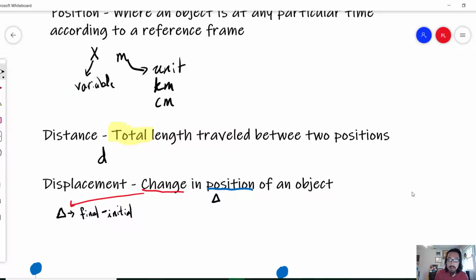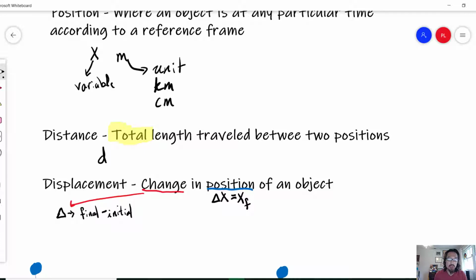Delta, if you remember, the variable for position is x. So that will be the change in position. And the equation would be, remember, delta is a final minus initial. So we have x, and look at this, this is what we call a subscript. That's just kind of like an adjective or a way to describe the variable.